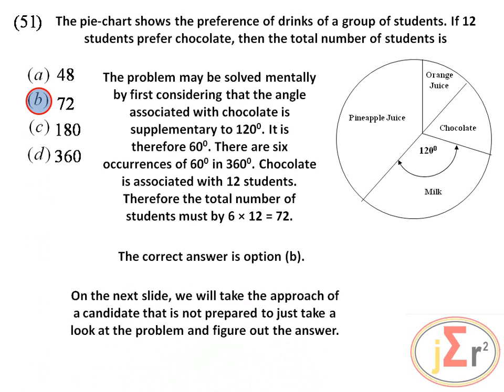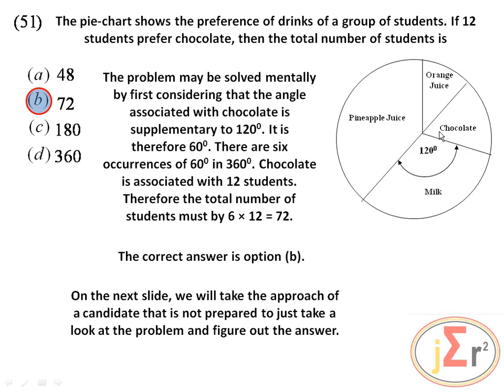On the next slide, we will take the approach of a candidate that is not prepared to just take a look at the problem and figure out the answer. So we could have just looked at it, figure out the answer. 120, straight line. This is 60 degrees. 60 degrees is 1/6 of the entire pie.